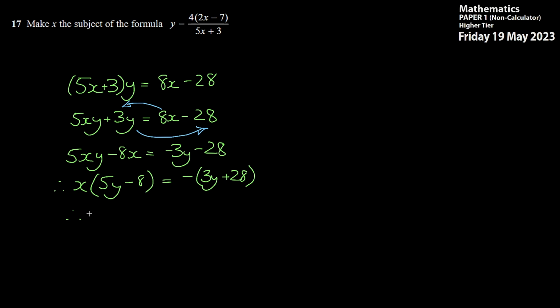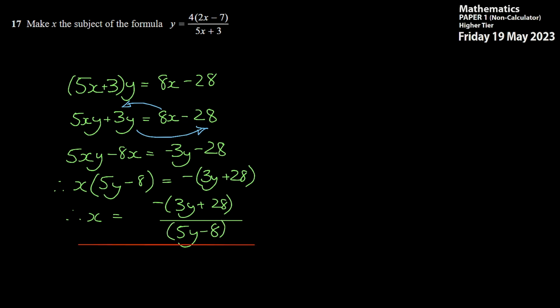So therefore, x is equal to this bracket on the top divided by 5y minus 8. And I can't see that that simplifies any further. That is going to be your answer.